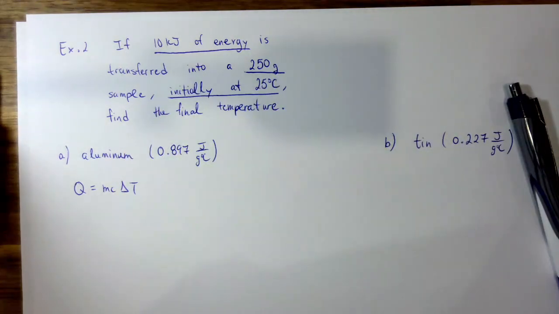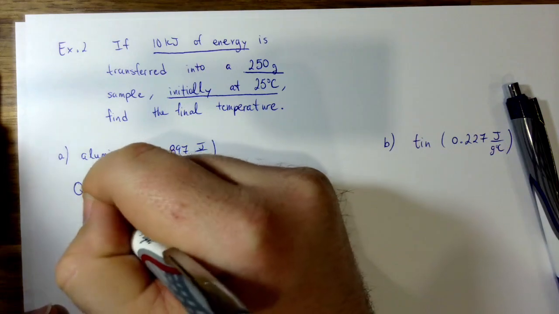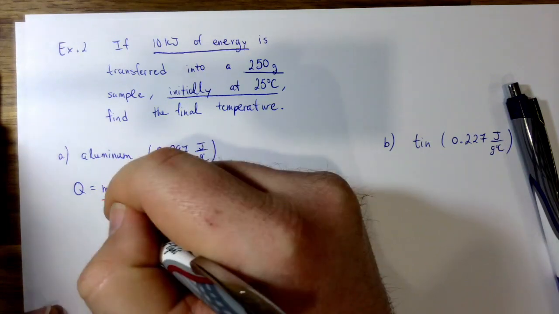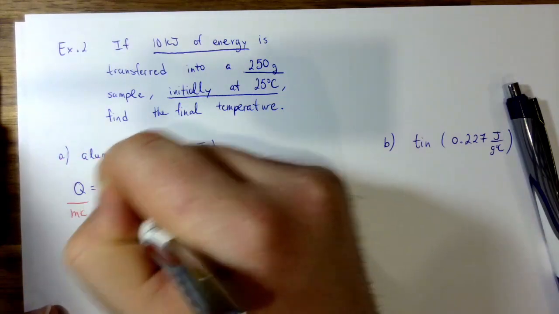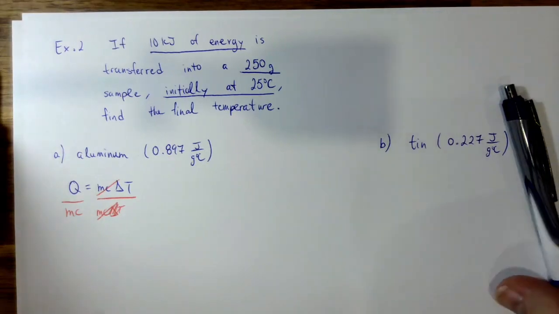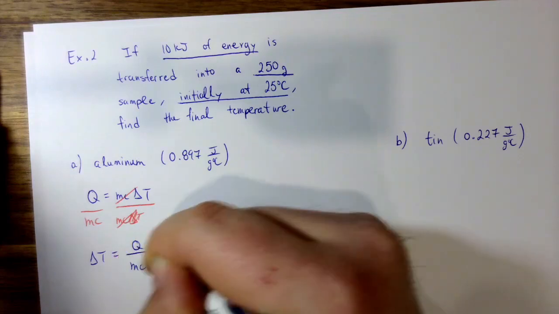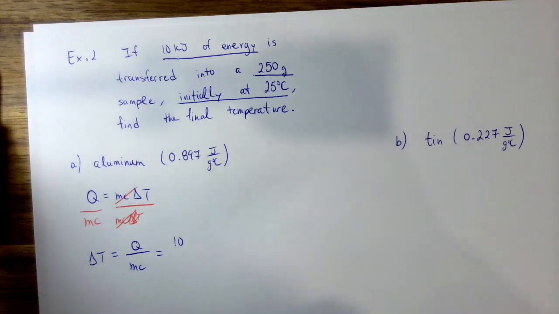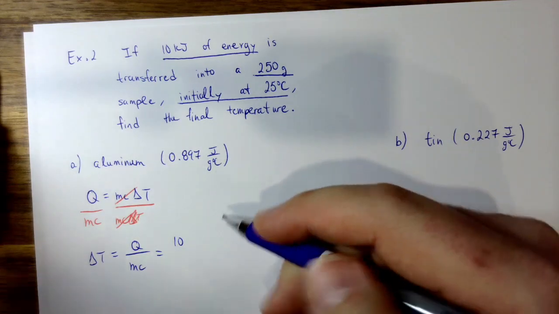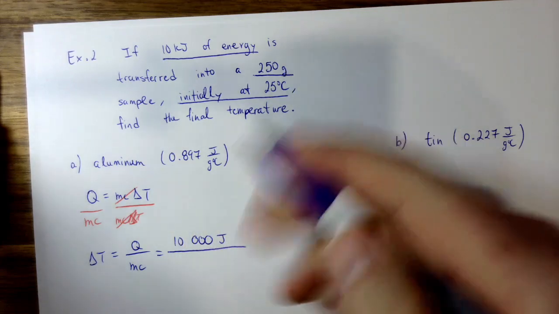And the first thing I want to do here is find my red pen to show you a bit of algebra. So I'm looking for the final temperature. Really, I'm looking for delta T. Because I'm looking for delta T, I'm going to divide by mc on both sides. And then I'm left with delta T equals Q divided by mc. I know my Q is 10 kilojoules, but because my heat capacity is in joules, I'm going to change my Q to joules. I have my mass, which is 250 grams.